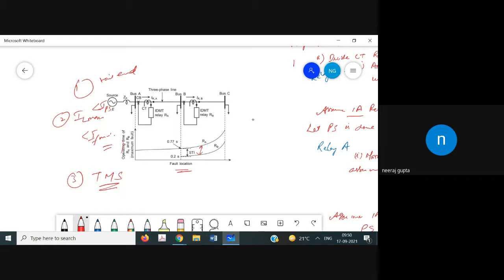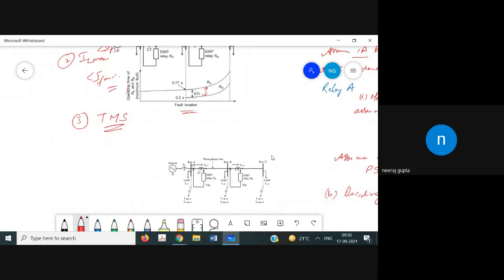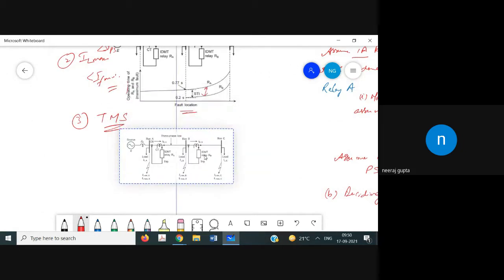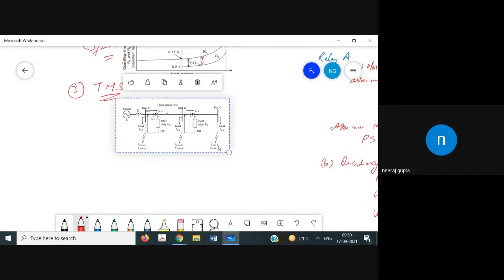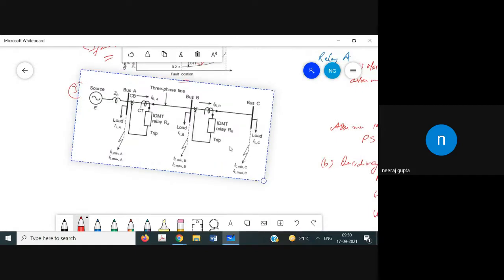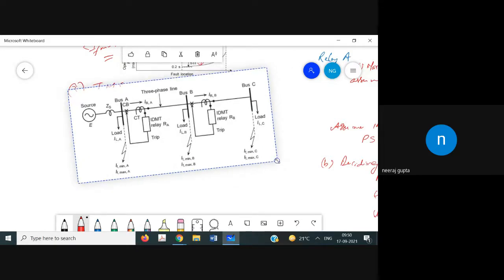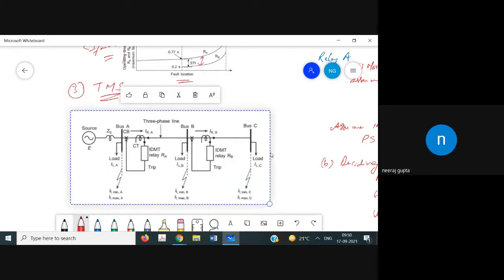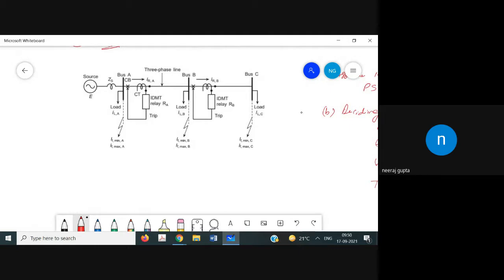These rules are applied for a simple system consisting of two buses. However, the same rule can be extended for n number of buses. Suppose we have n number of buses, then we extend the same rule, and the setting needs to be done in the same way, where the minimum and maximum values are given. The same rule can be applied for n number of such relays.